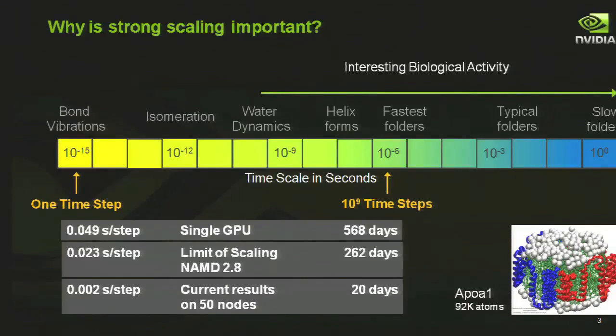So strong scaling makes science achievable, right? That 568 days is really out of the realm of possibility for a grad student to wait, right? So we're making them more productive. Instead of waiting 2 years and playing World of Warcraft on your GPU, take that GPU, scale your system, be done in 20 days. And then spend the rest of the days playing World of Warcraft.